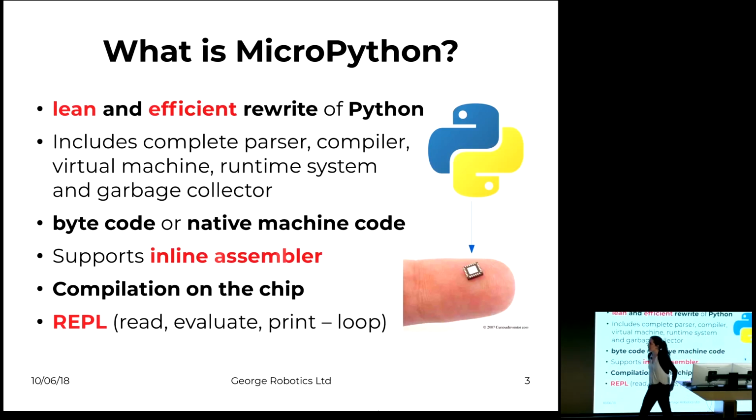What is MicroPython? It aims to be a lean and efficient rewrite of Python, so it's rewritten completely from scratch. It has a compiler, a virtual machine, a runtime system, a garbage collector. So you can compile to bytecode or native machine code. It supports an inline assembler. And all your compilation happens on the chip, which means you don't have to install anything on your PC. Everything is interpreted on the controller.